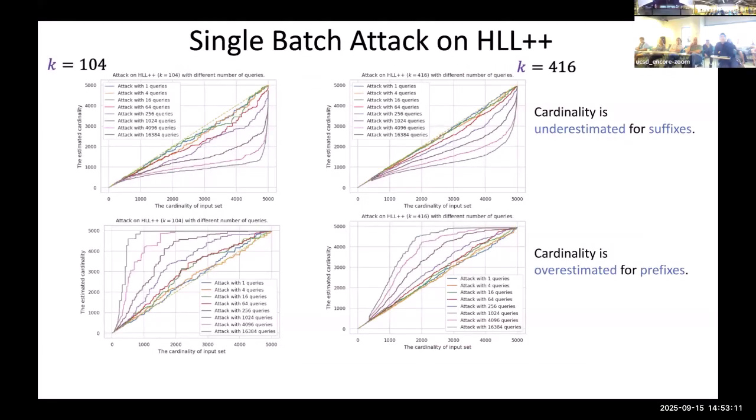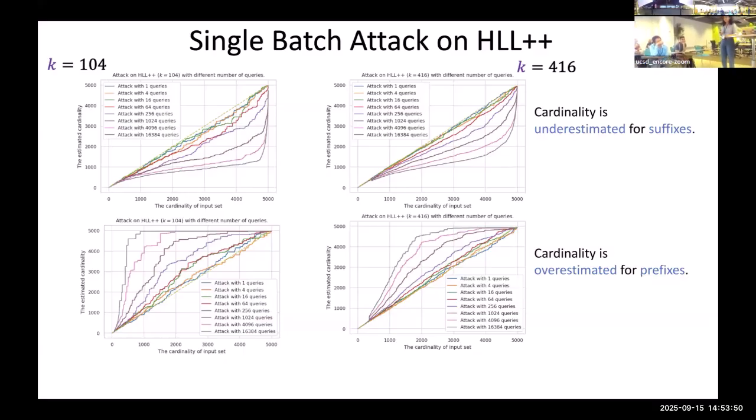This is the kind of experiments we did for this work. So let's focus on, say, the bottom plot. In this experiment, we look at a set of size 5,000, and then we look at HyperLogLog plus plus with k equal to 100. And then what we will do is we look at attacks with a different number of queries, meaning we look at attacks of 4 to the power of i queries.